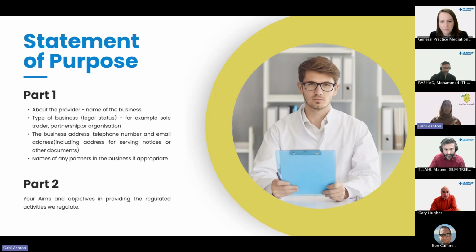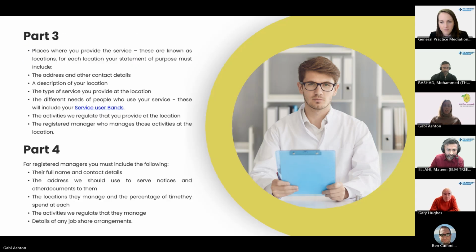Then you've got part 2, which covers your aims and objectives. So that's where you get an opportunity to explain to the CQC what your values and your aims and visions for the business are. Then you have part 3, which is looking at your location.